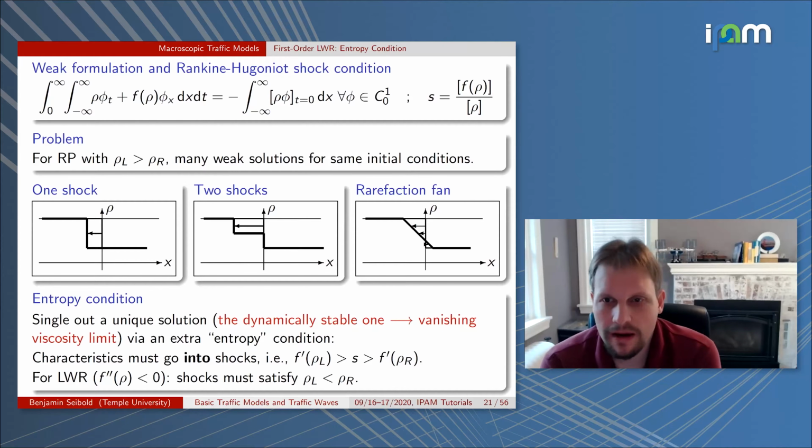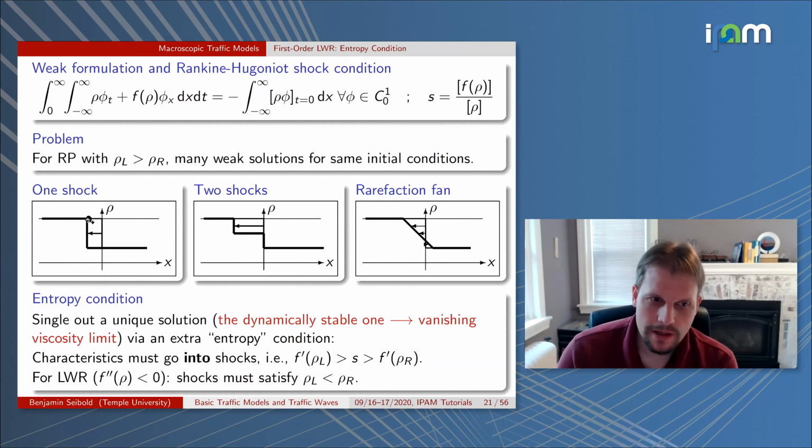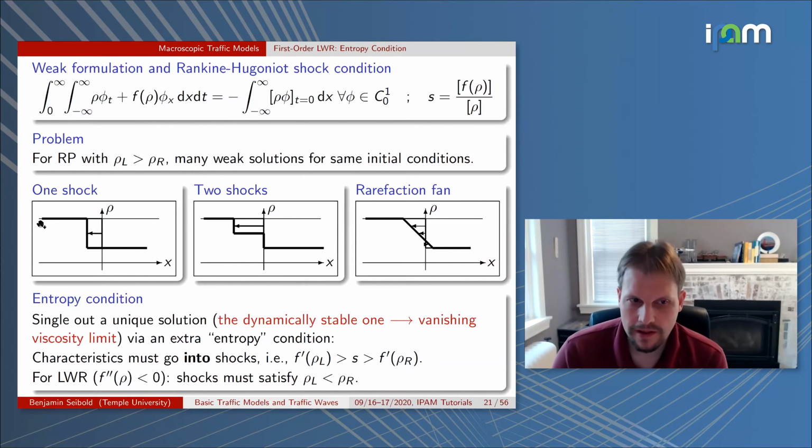Now there's a few more caveats when you look at weak solutions. For example, one is that you suddenly get too many solutions. You can also get a weak solution that is a downward jump in density. So you have very dense traffic and then suddenly very light traffic here. And you can also make sense of a moving discontinuity. But then you might get other solutions that are also valid weak solutions.